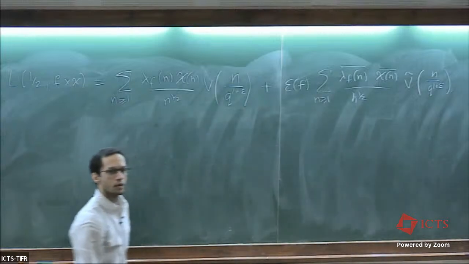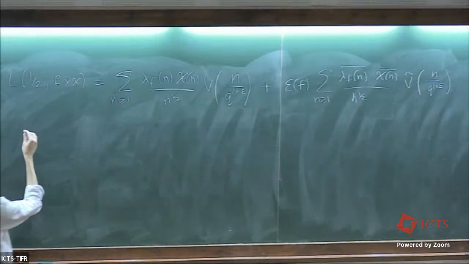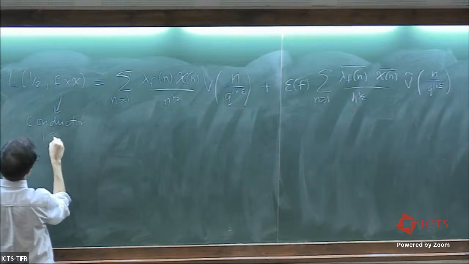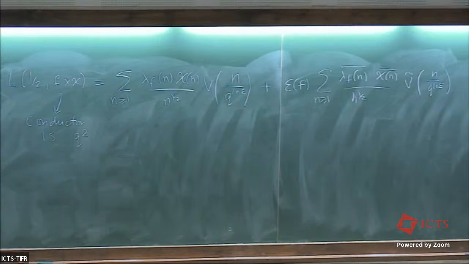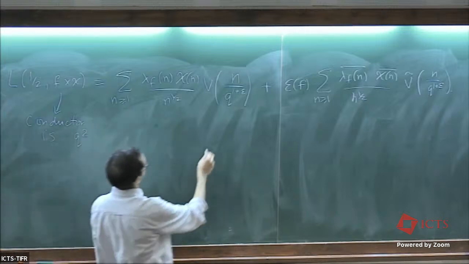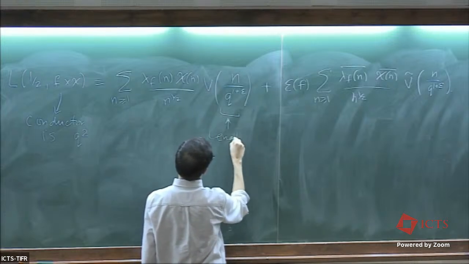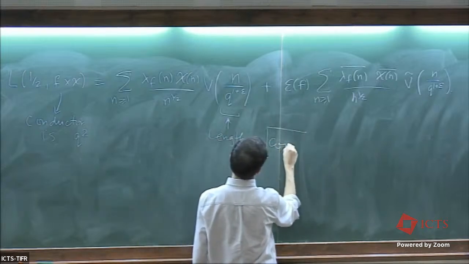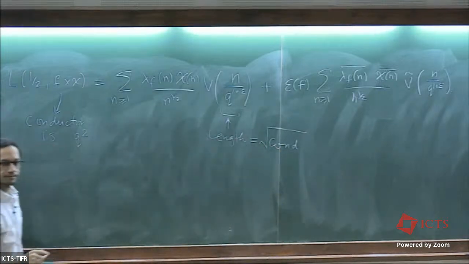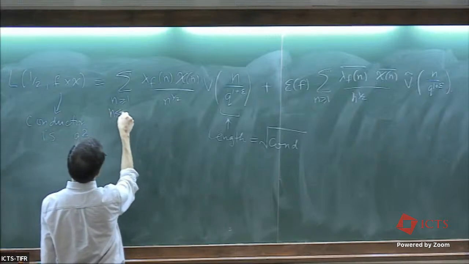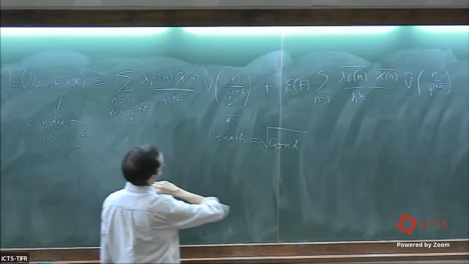And this is a general philosophy, actually. Again, let me remind you that the conductor in the level aspect is the conductor of chi raised to the degree of the L function. And the length is going to be the square root. So this length is the square root of this conductor. Okay. So I can also write that this is less than q to the 1 plus epsilon.